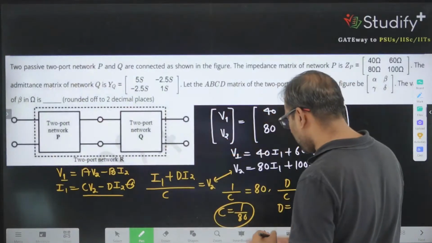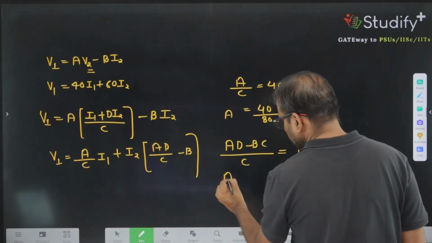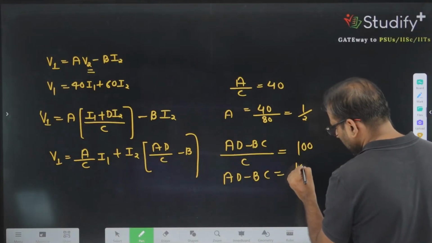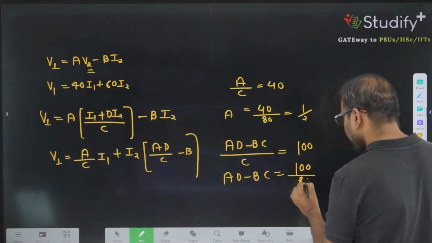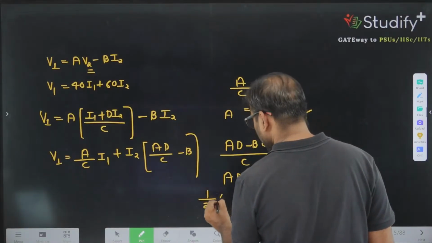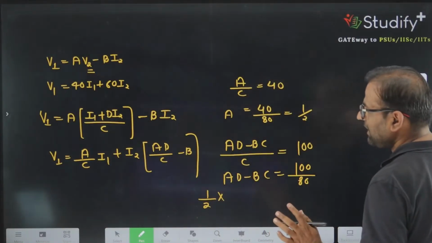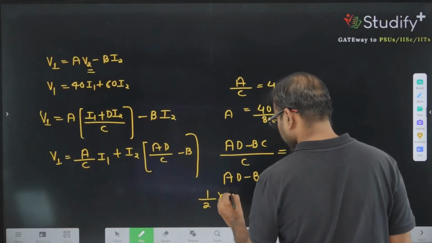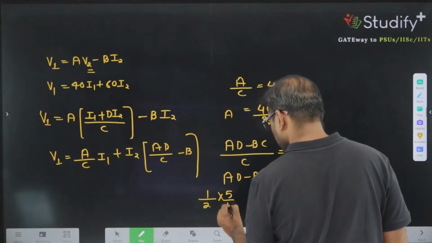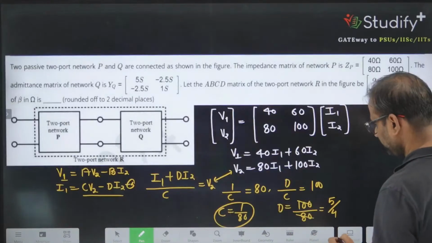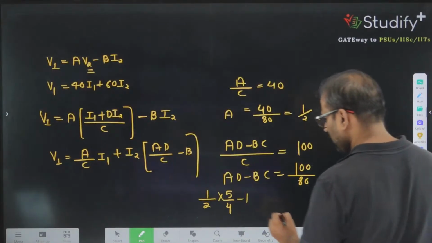And C equal to what? 1 by 80. So AD minus BC equal to 100 divided by 80. What is value of A? 1 by 2. What is value of D? Value of D is 5 by 4. Minus B. What is value of B? B we have to identify it.